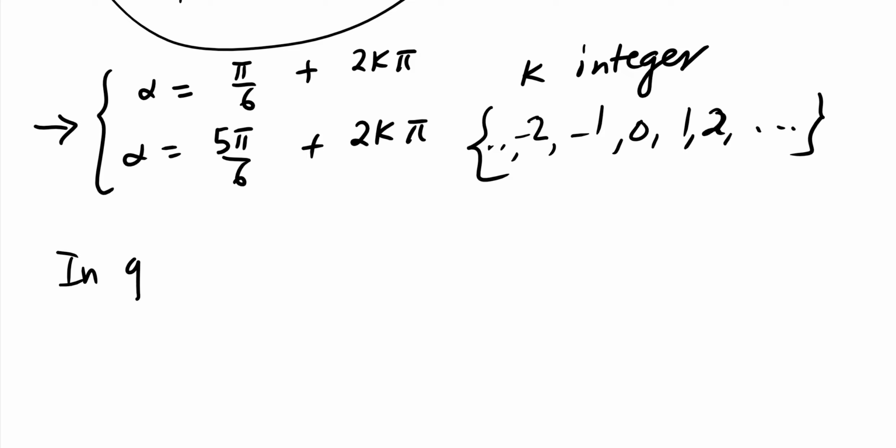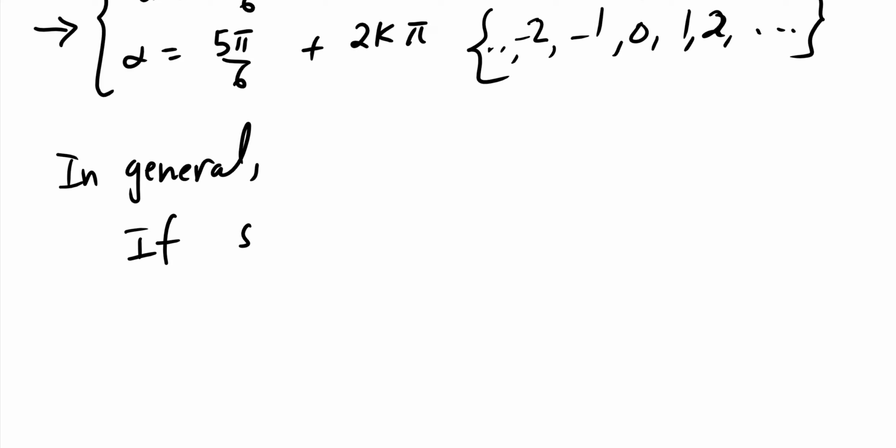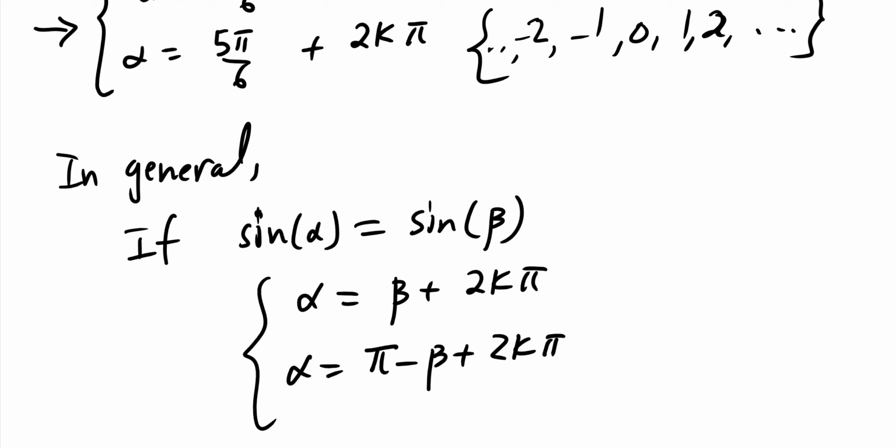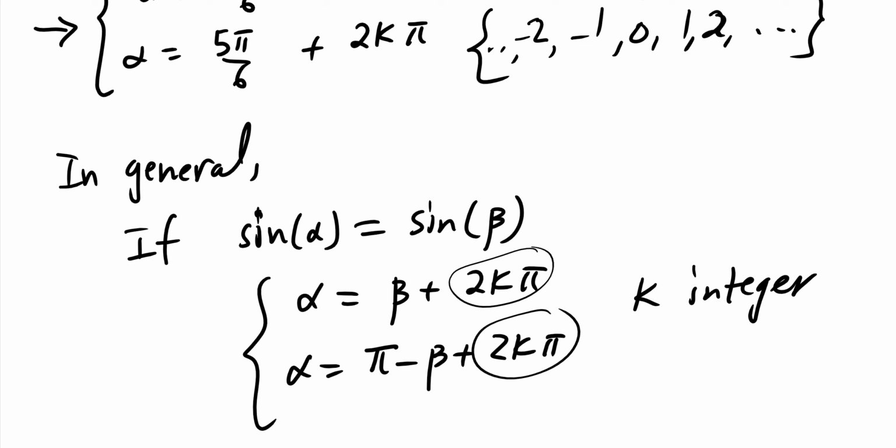In general, if we have sine alpha equals sine beta, the solutions to this are always beta plus 2k pi or pi minus beta plus 2k pi. Do you remember the 5 pi over 6 came from pi minus pi over 6? K is an integer. We always say k is an integer. So that's what it gives us. Now the 2 pi here, you can write 360k, so 360k or 2 pi k. They mean the same thing.